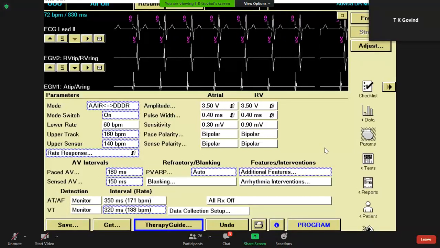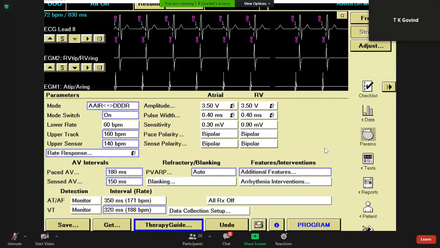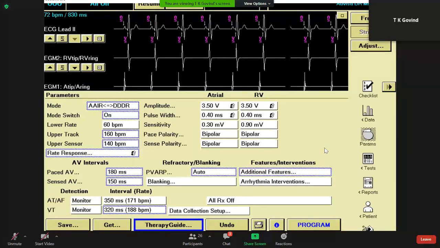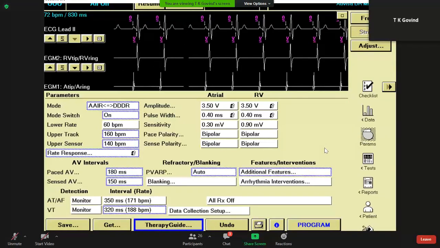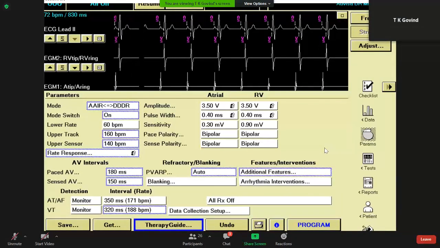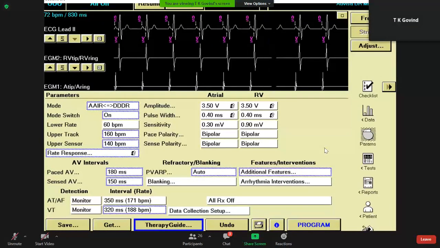So even if you don't know whether the patient has good sinus node function or not, at least at the first follow-up, look at the atrial rate histogram. If there is a good distribution of the rate in DDD mode, then you don't need to switch on the DDDR mode for that patient. And in most cases, clinically, based on the background, you know whether this patient has sinus node dysfunction or good sinus node function.